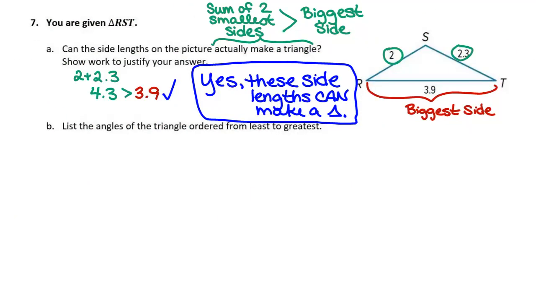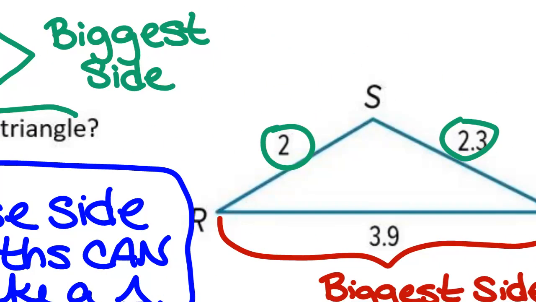Part B comes from a different part of the module. It says list the angles of the triangle ordered from least to greatest. I don't have the sizes of any of the angles. How am I going to determine which angle is the smallest and which angle is the biggest? Yes, we're going to find the biggest side and the smallest side. Which side is the smallest side? 2.